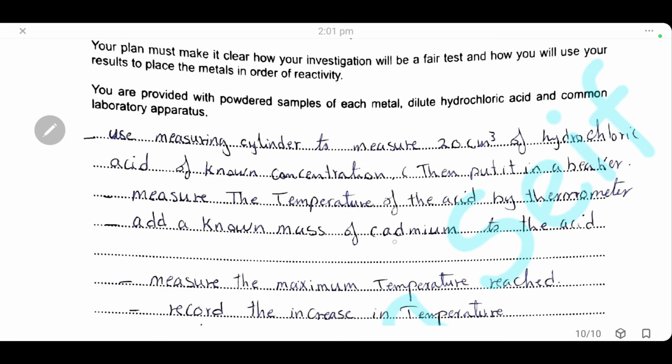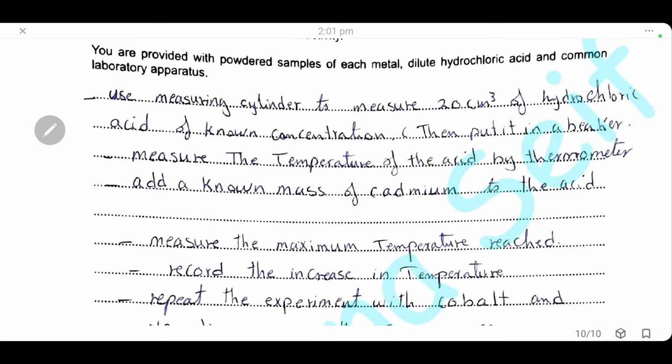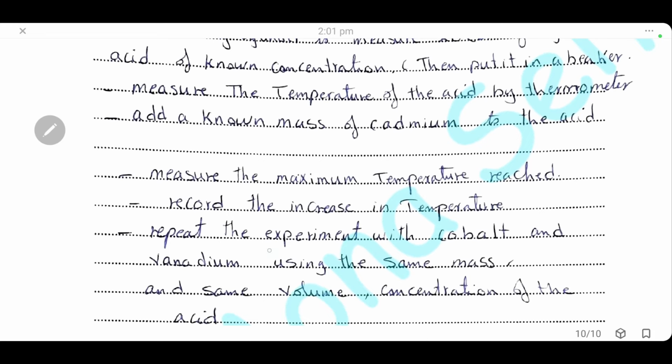Add a known mass of cadmium to the acid. Then measure the maximum temperature reached and record the increase in temperature. The increase in temperature here will be the difference between the final reading minus the initial reading, the final temperature minus the initial temperature. Then we will repeat the experiment. Here is the condition for the fair test.